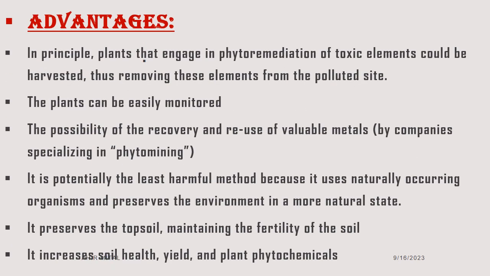So, advantages. In principle, plants that engage in phytoremediation of toxic elements could be harvested, thus removing these elements from the polluted site. The plants can be easily monitored. There is the possibility of the recovery and reuse of valuable metal by companies specializing in phytomining. It is potentially the least harmful method because it uses naturally occurring organisms and preserves the environment in a more natural state. It preserves the topsoil, maintaining the fertility of the soil. It increases soil health, yield, and plant phytochemicals.